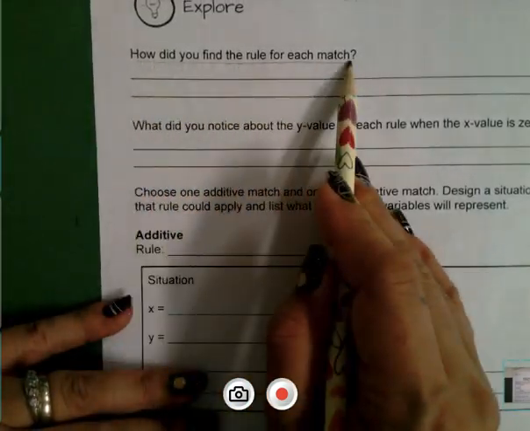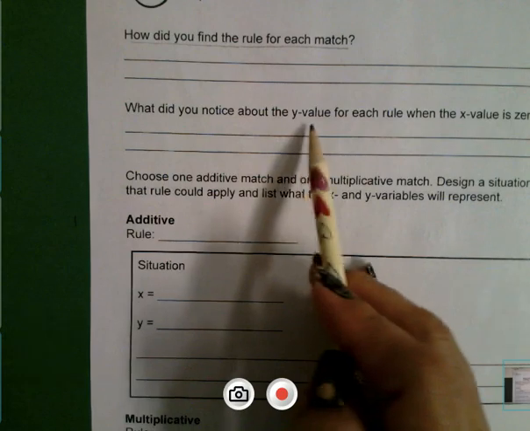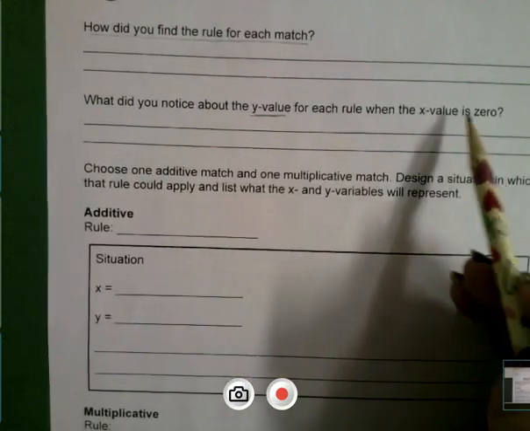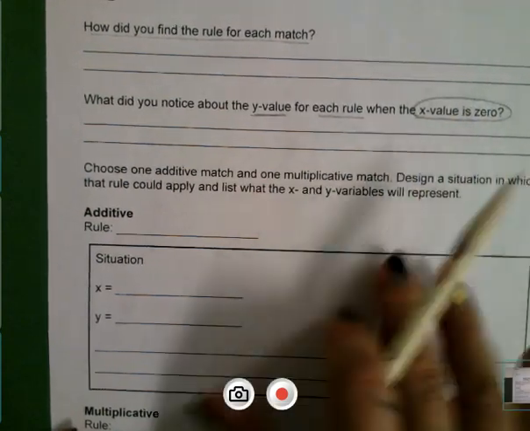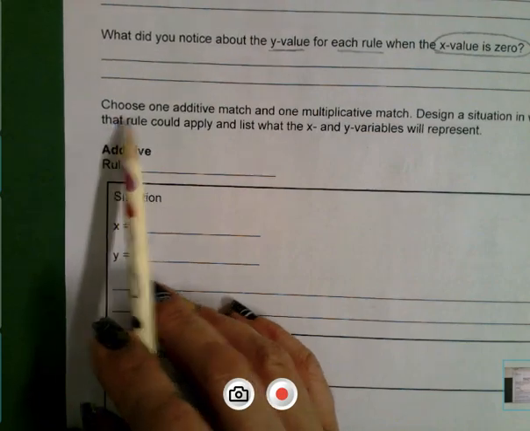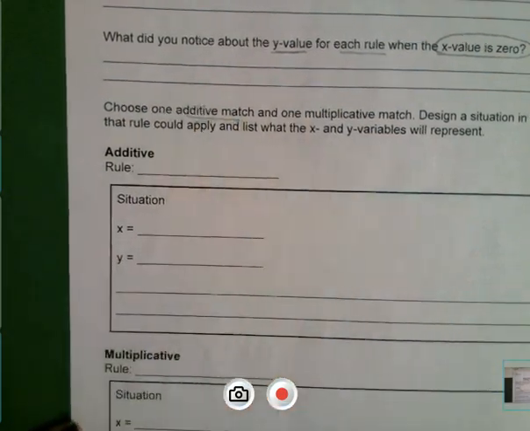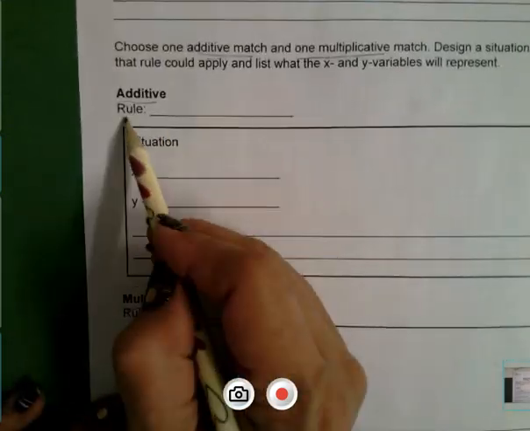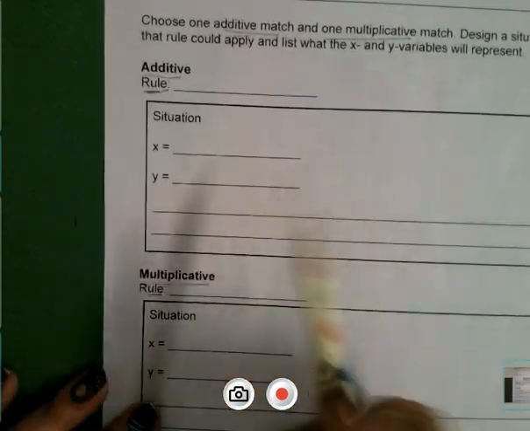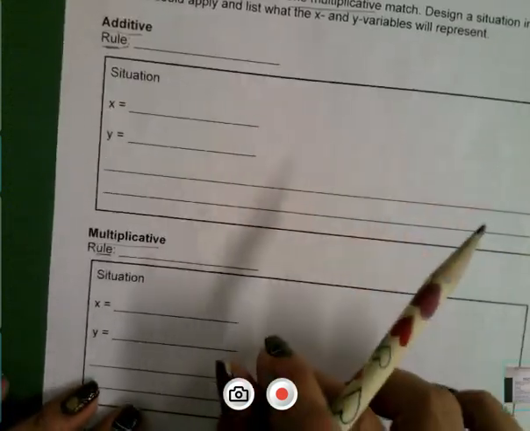How did you find the rule for each match? What do you notice about the y value for each rule if x is 0? Choose one additive match. So you're going to go back and choose one additive and one multiplicative. Write the rule. And then come up with a situation, kind of like making your own word problem. Where is there a situation where this could happen?